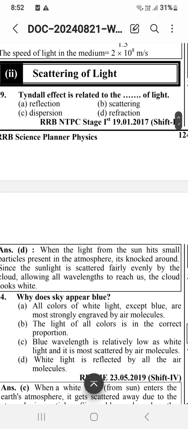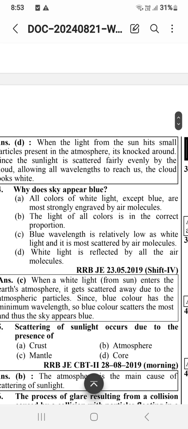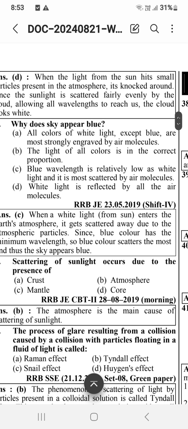Why does the sky appear blue? Blue wavelength is relatively short compared to white light, and it is the most scattered by air molecules. Scattering of sunlight occurs due to the presence of the atmosphere. The process of scattering of light by particles floating in a fluid is called the Tyndall effect.